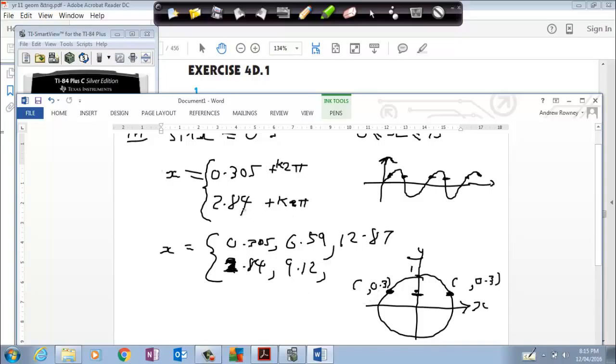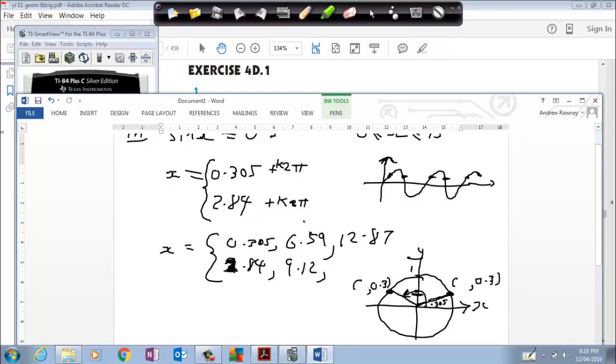And we're trying to find out the angle that that corresponds to. So here is the angle, and we found out the first one is 0.305. So that angle in there is 0.305. The other one is over here, and that's 2.84. But from there all the way around to there is 2.84.